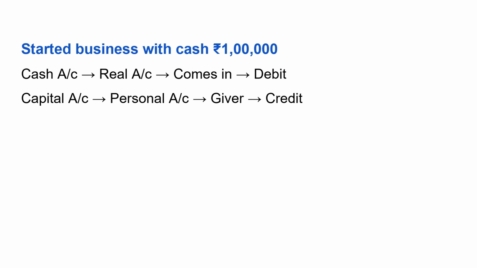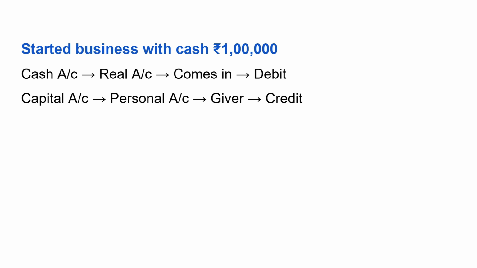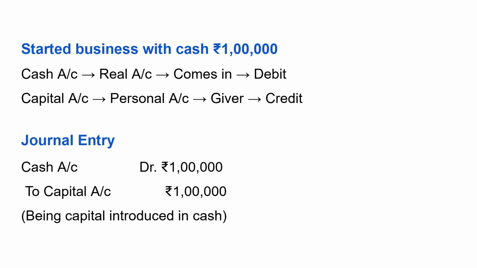Capital account is personal account, and owner is the giver of the capital. So it is credited. So the journal entry is cash account debit 1 lakh rupees to capital account 1 lakh rupees. And the narration is being capital introduced in cash.